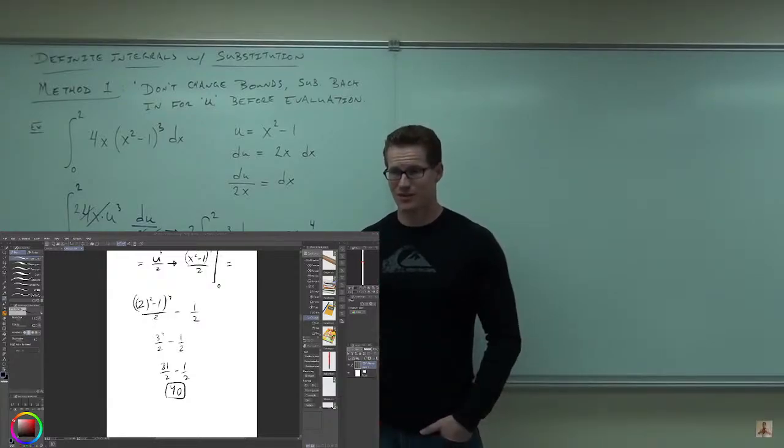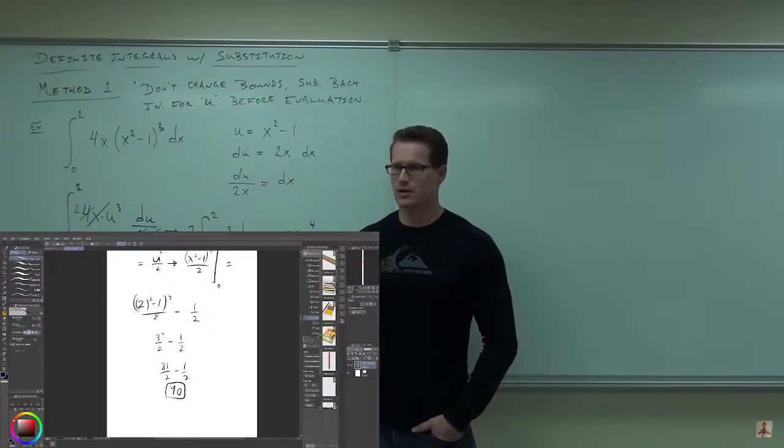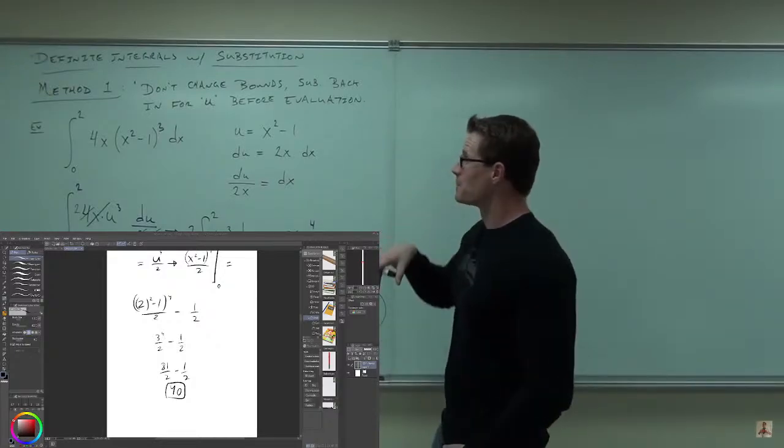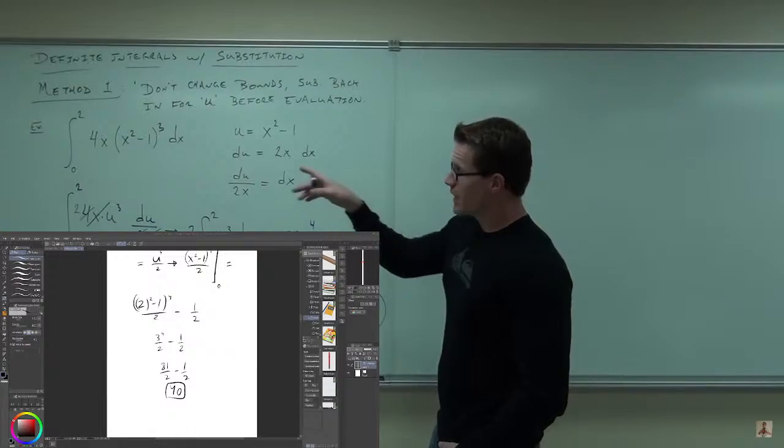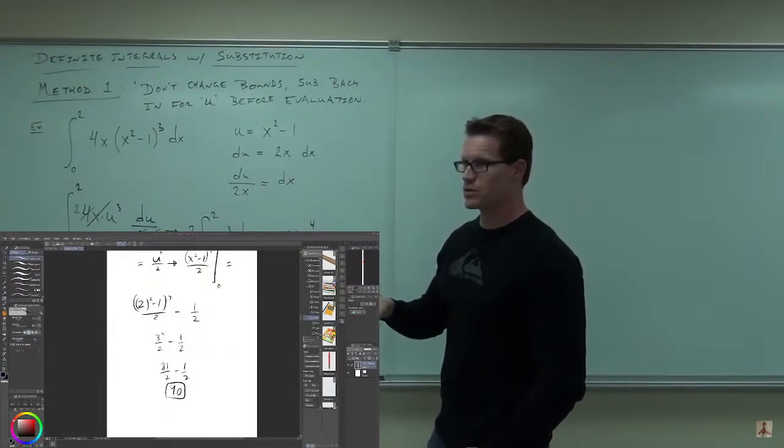It's an area. What type of an area is it? Total area or net signed area? Signed. Good, we haven't talked about absolute value or anything. Not sure if that one's going to have any negative area. If you graphed it on a graphing calculator, you could tell.